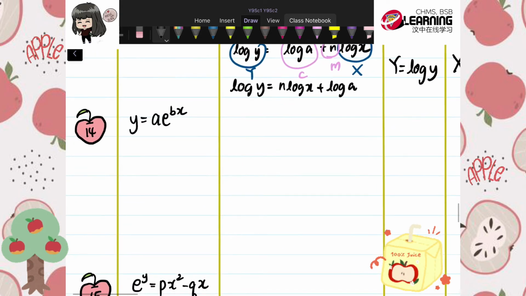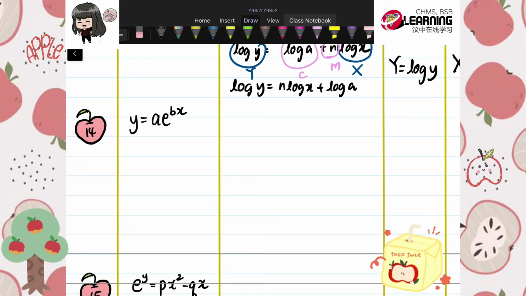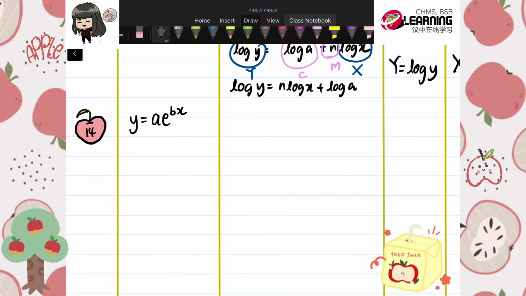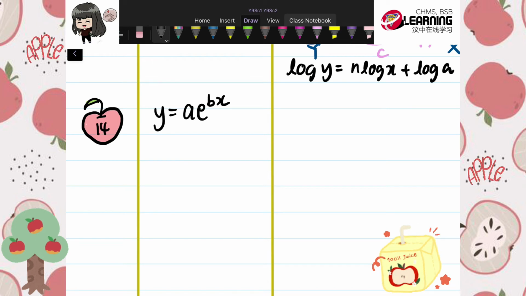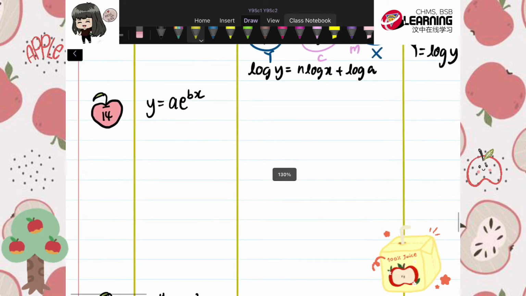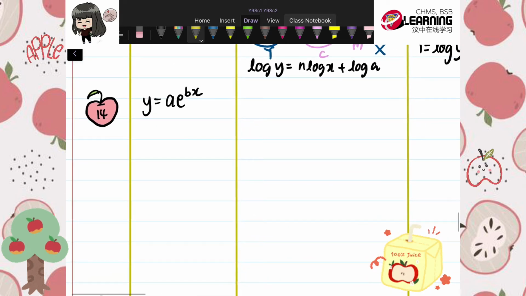So for question 14 here, you look at the e. This e is exponential. It's not the e as in algebra, it's not the unknown e. In this case it is exponential. Normally in algebra we don't write e because e is meant for exponential.